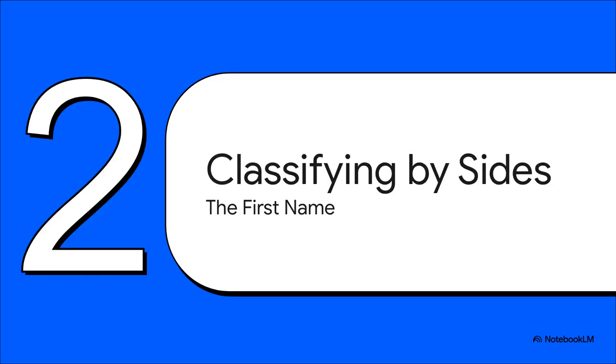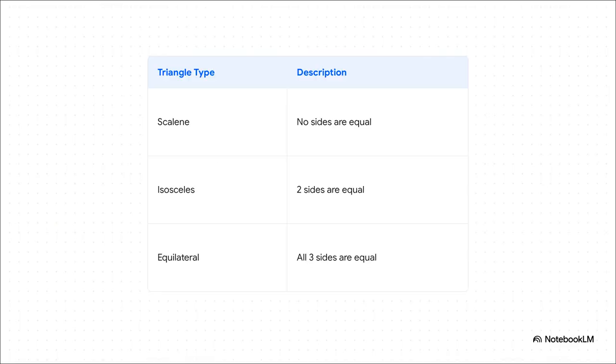So let's start by finding a triangle's first name. And the way we do that is by looking really closely at the length of its sides. This is our very first clue. You know, when it comes to a triangle's sides, it really just boils down to three options. If none of the sides are the same length, we call it scalene. If exactly two sides match up, it's an isosceles. And if all three sides are perfectly equal, well, that's an equilateral. Each name tells you something very specific about its shape.